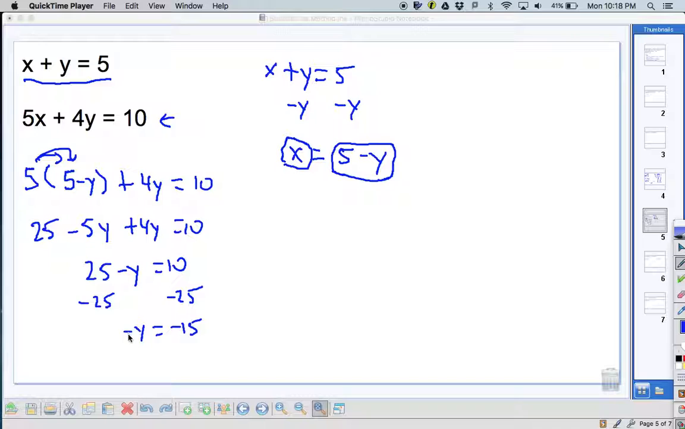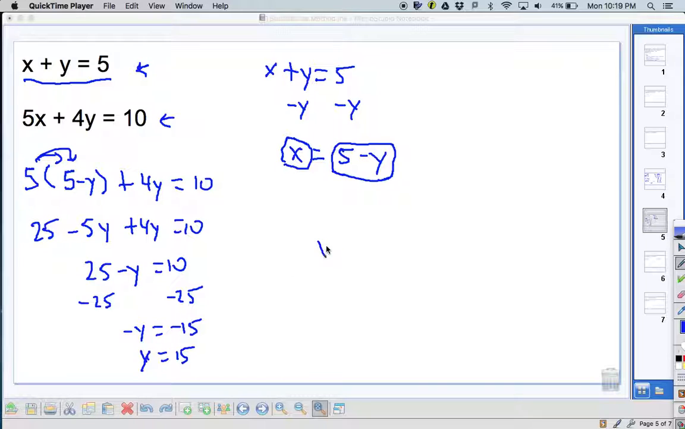I don't want a negative y, so I either need to multiply by a negative 1 or divide by a negative 1. It doesn't matter. But what happens is the negative switches on every spot. So this negative switches, as will this one. So I end up getting y equals 15. So we now know that y is 15, and we're going to use that in our very first equation right up here. And we're going to plug it in to figure out what x is.